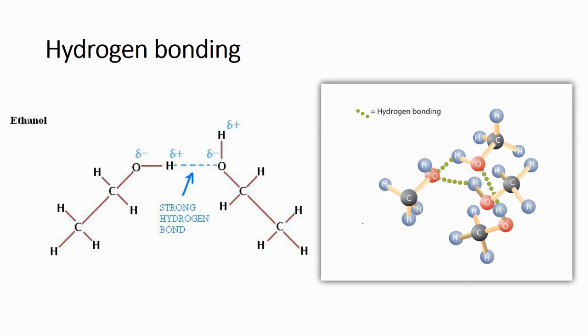These diagrams show the hydrogen bonding between molecules. It is the strongest form of intermolecular bonding, but it is nowhere near as strong as the covalent bonds holding these molecules together.